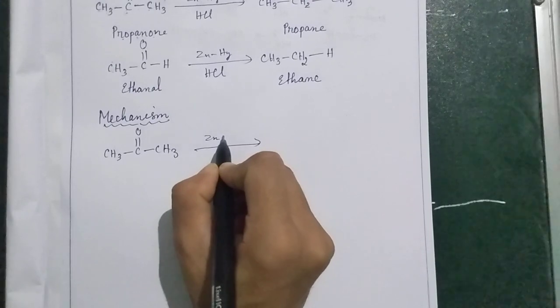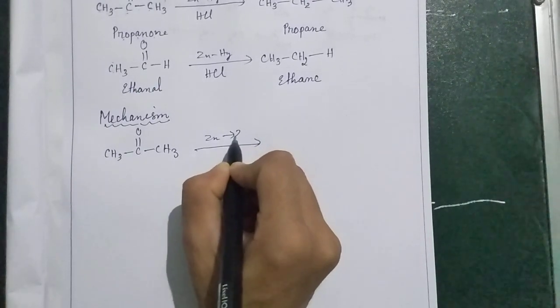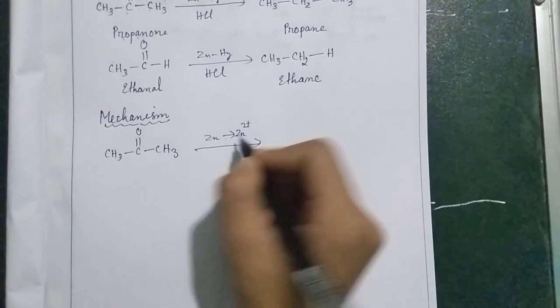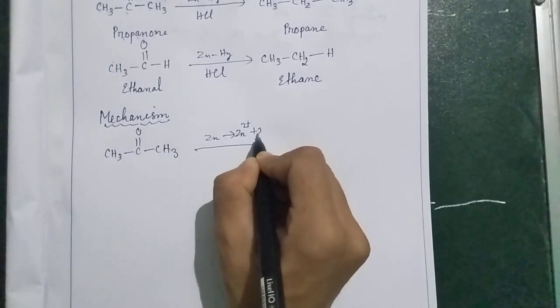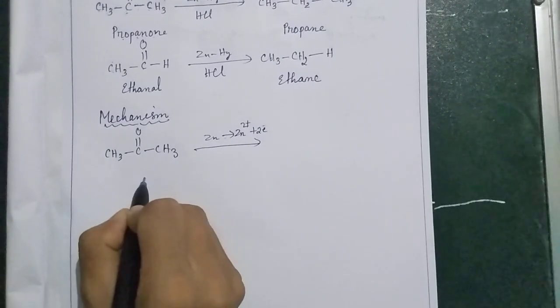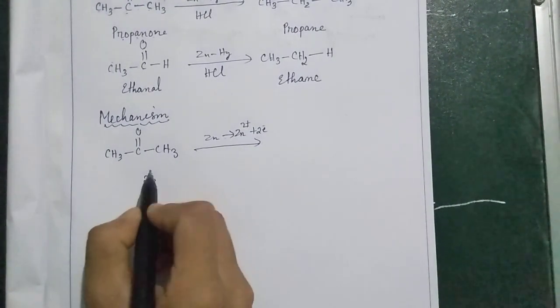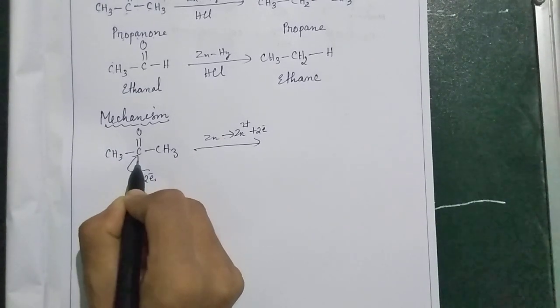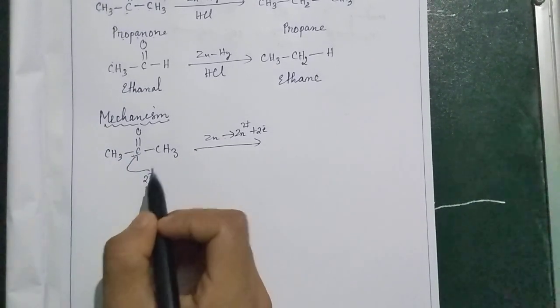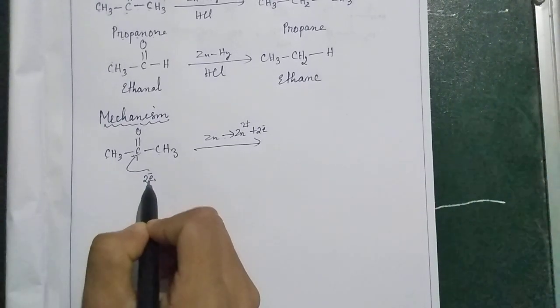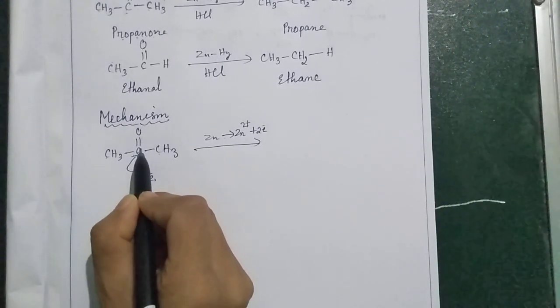Zinc is a metal and it loses electrons, so zinc will convert into Zn2+ by losing 2 electrons. Now let me write these 2 electrons here once again. These 2 electrons will try to attack this carbonyl carbon. You might ask, this is also carbon, this is also carbon, why have these 2 electrons chosen this carbonyl carbon?